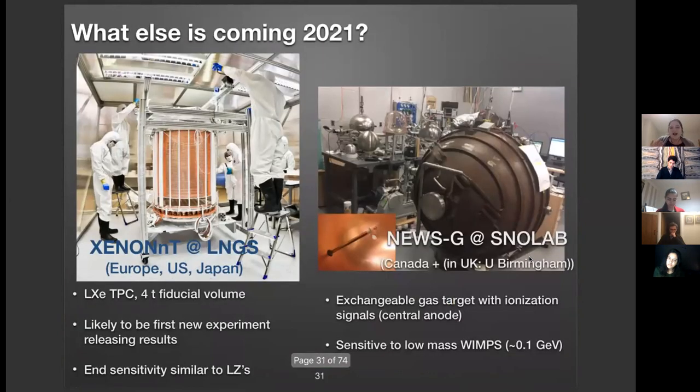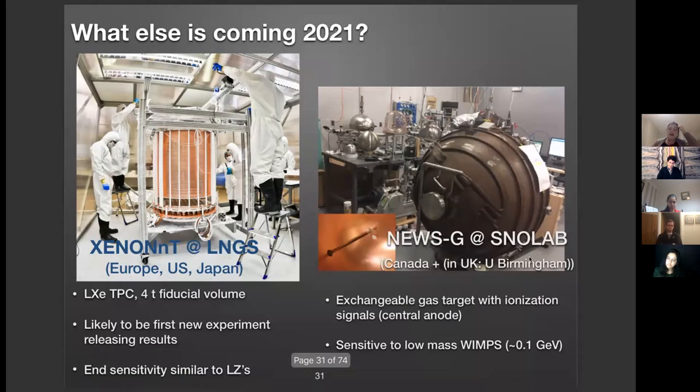And so LZ is going to turn on in 2021. What else is coming this year? Well, our close competitor and same technology experiment, XENONnT, is running in Italy. It's a collaboration between Europe, the US, and Japan. It's another liquid xenon TPC with a 4-ton fiducial volume. It's probably going to be the first next generation experiment on, and we've got similar sensitivity to LZ.